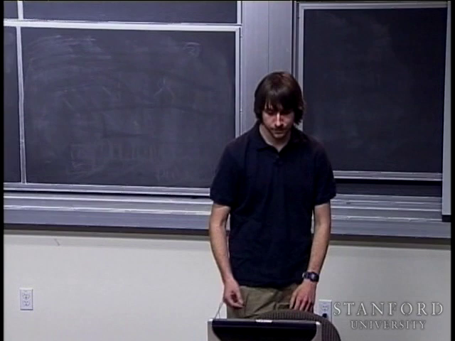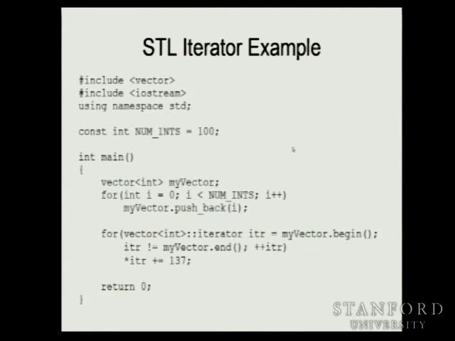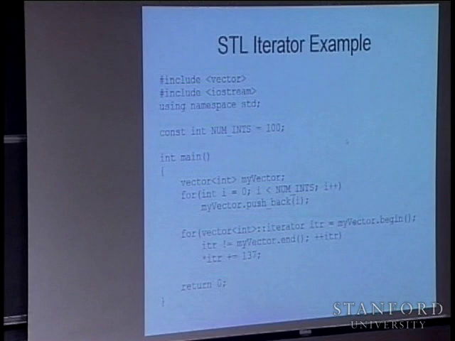So here's a quick example. I just wrote some code here that uses a vector iterator. The thing to take a look at is this bit right here. There's a couple parts to point out. I just want to show you this, so if you see this later on, you'll get it. Can everybody see this?